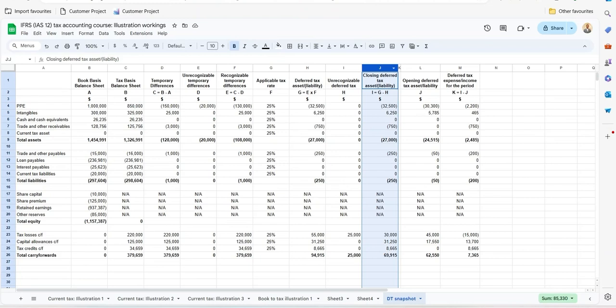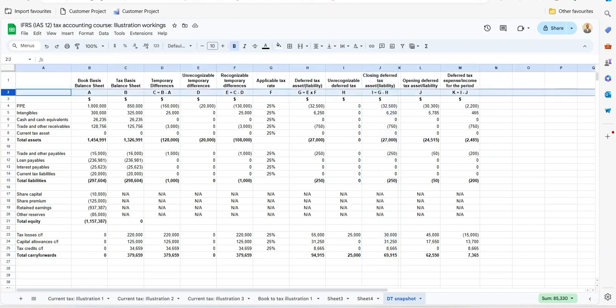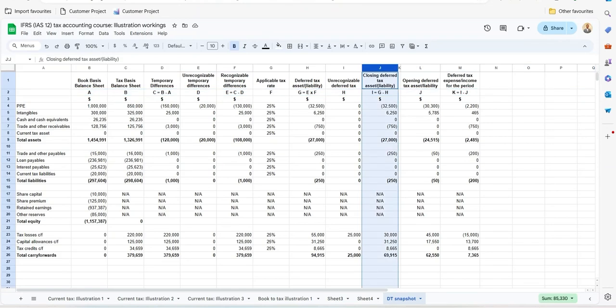So at the end of this period, how much deferred tax asset or liability am I able to recognize? And that's what you have in column I. And column I is based on row 2. This row. So that's the closing for the period. And this is based on, you subtract your unrecognizable amount from your gross deferred tax asset or liability, and that takes you to the closing balance for the period.